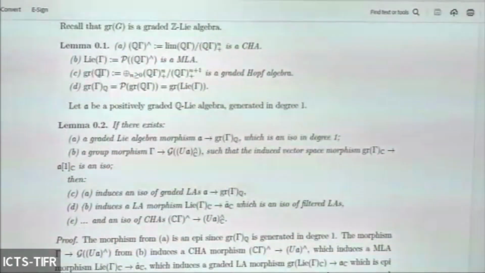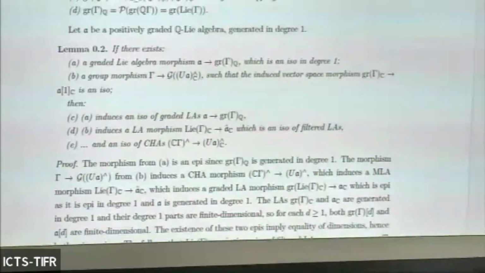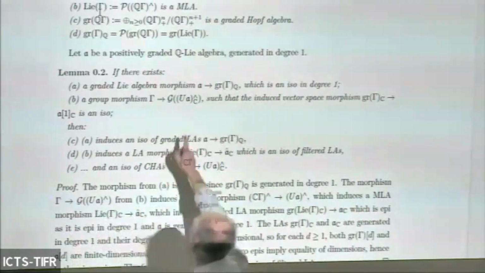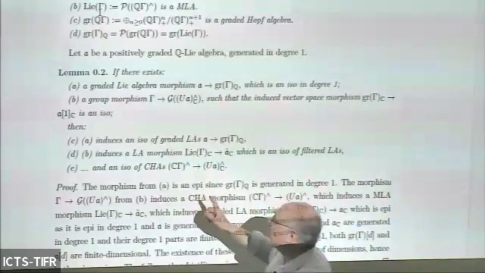So here we see a proof. It is uploaded, so you can check it. But what is interesting is that it gives you a criterion for how to construct such an isomorphism. If you have a group morphism, the main thing here is this morphism from gamma to UA hat, with group-like elements, and from there you get these isomorphisms of Lie algebras.